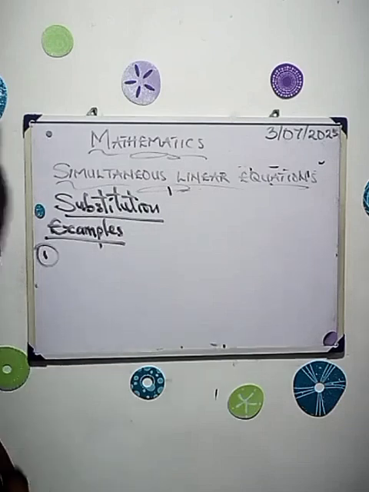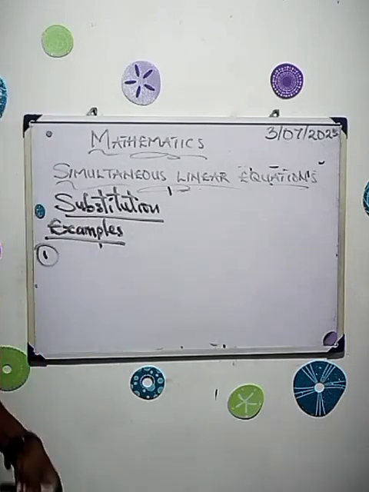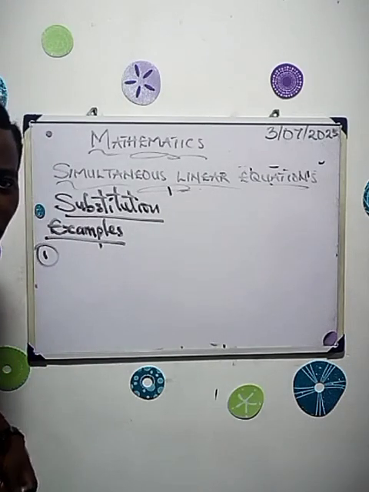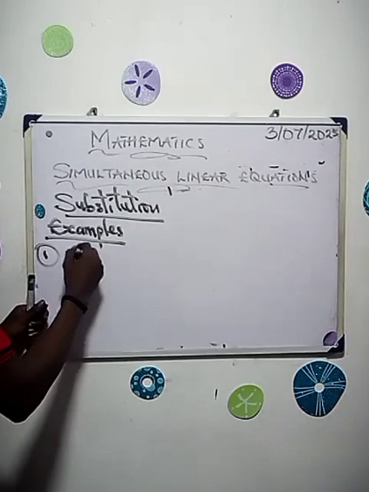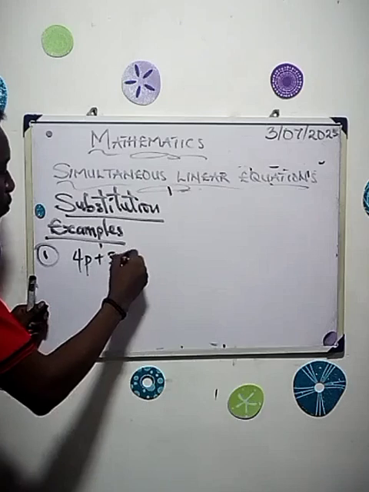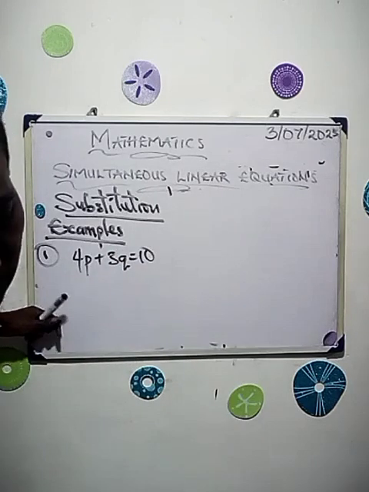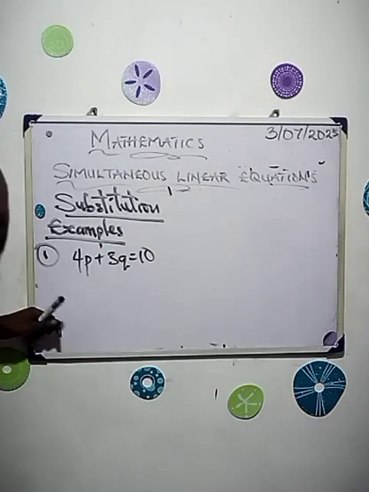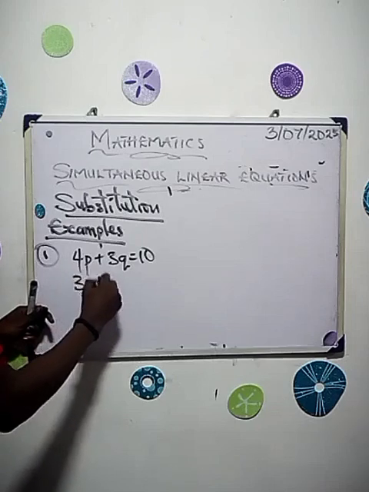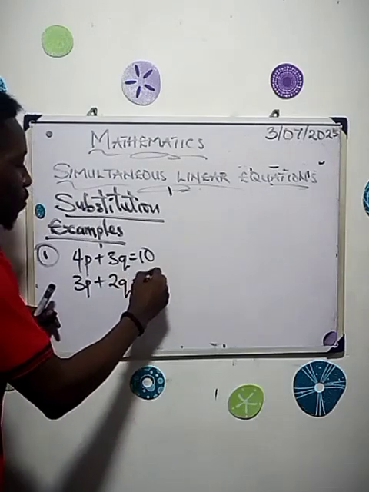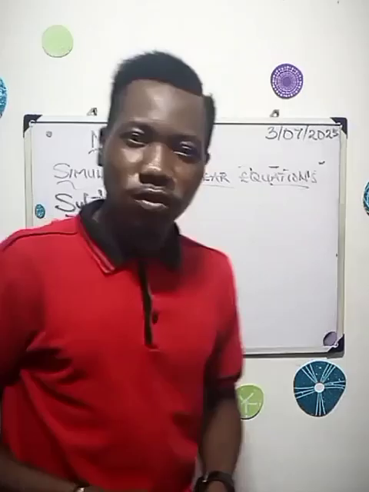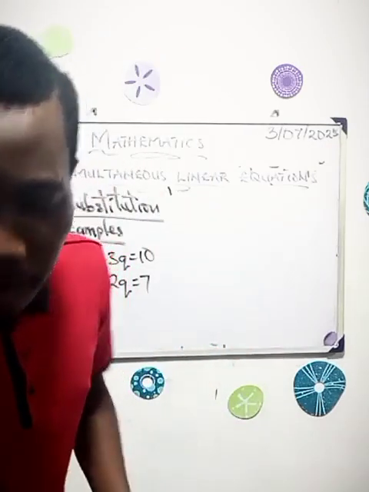Number 1. So we have 4p plus 3q equals 10, and 3p plus 2q equals 7. So this time around we want to use substitution. Now what is the substitution method about?